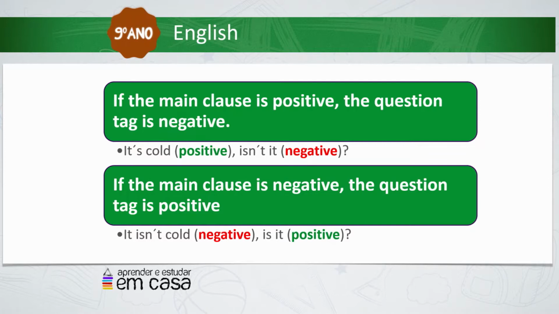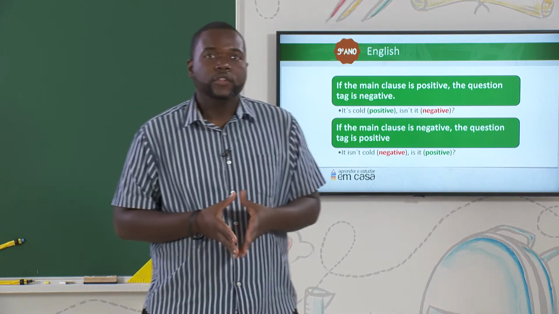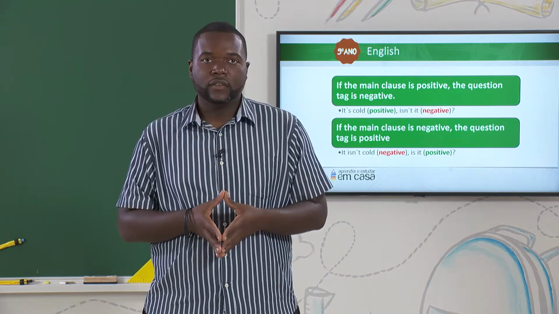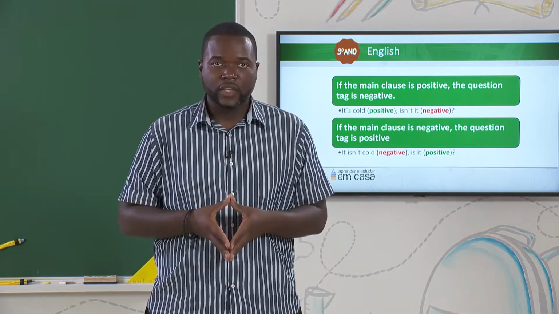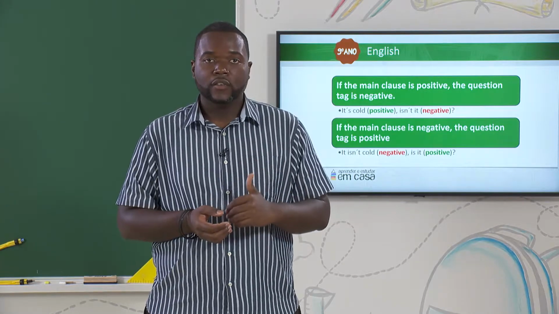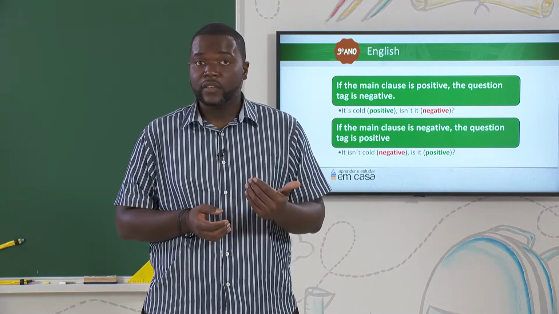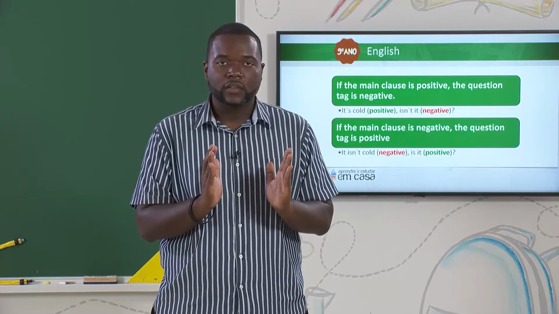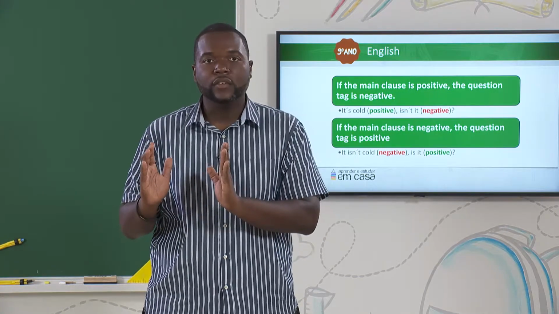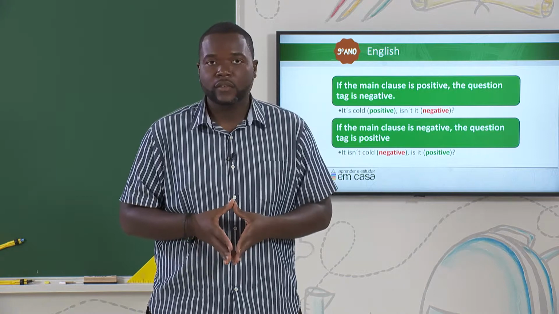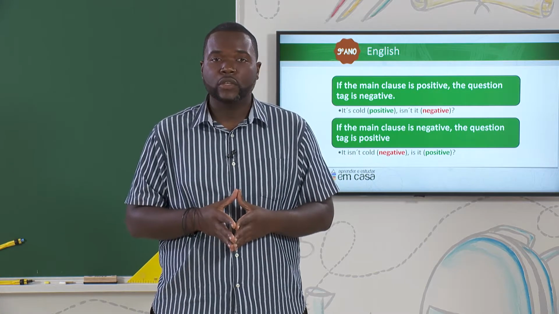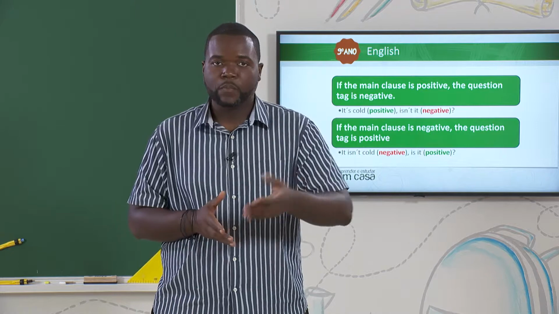The second rule of the use of question tags is that if the main clause is negative, the question tag is positive. It isn't cold, is it? Students, what you have here is the example of the second rule. And in spite of the fact that it is a different sentence where the main clause is in the negative and the second clause is in the positive, the idea is still the same. You're asking for confirmation of what you already know. Let's continue.